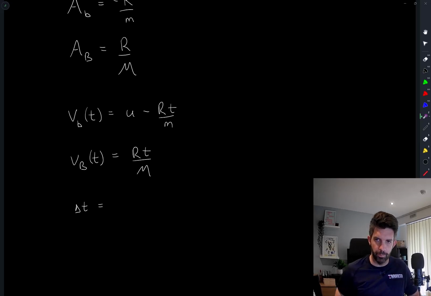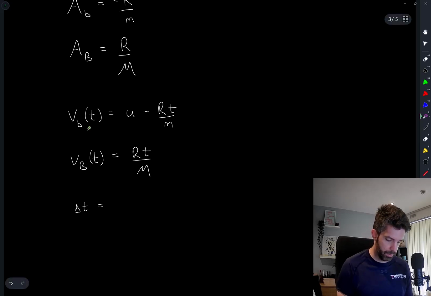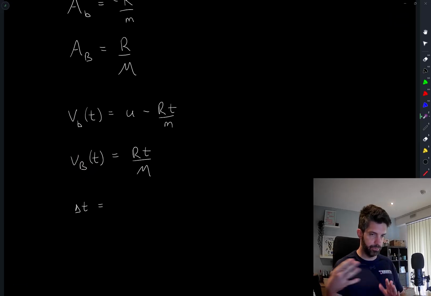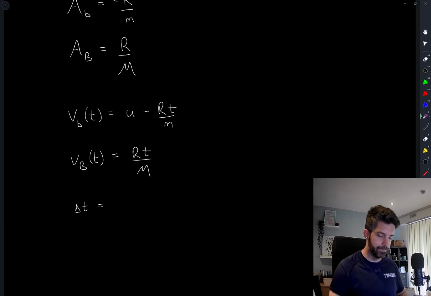Yeah, so delta t is going to be a little different this time, because while the bullet is slowing down, the block is speeding up. Think about just the physics of this happening. If you shoot a block, the bullet will slow down as soon as it enters the block, but the bullet will be pushing the block forward.